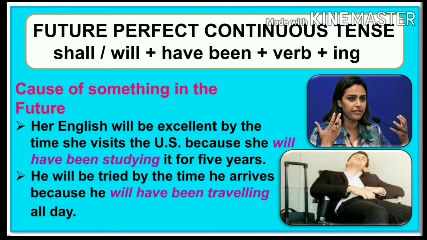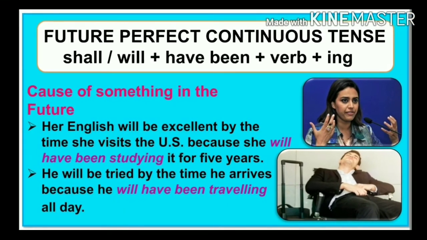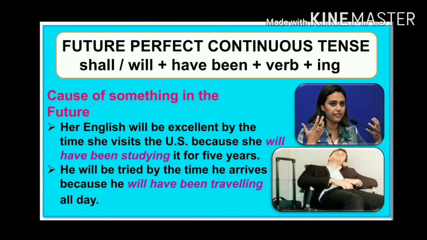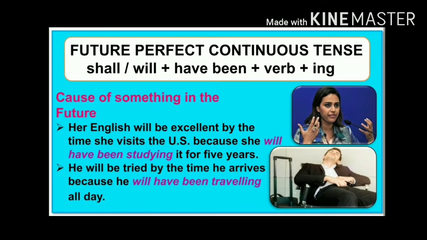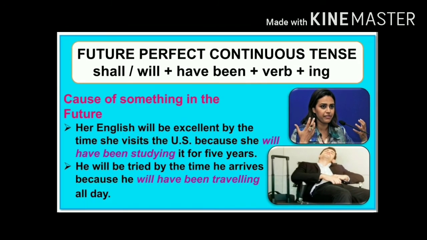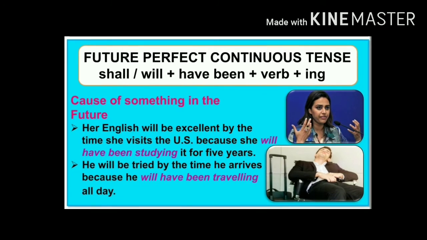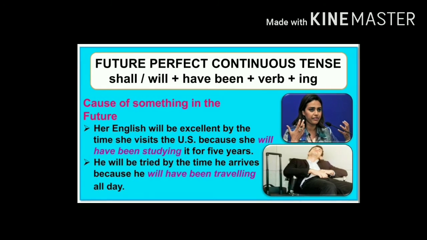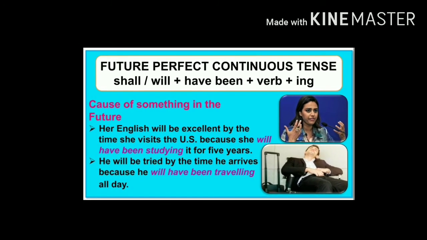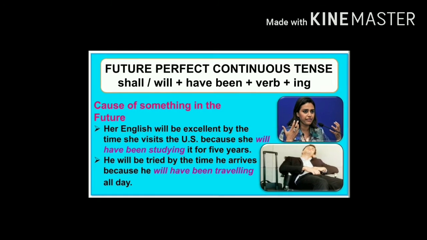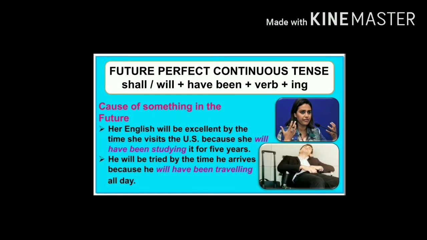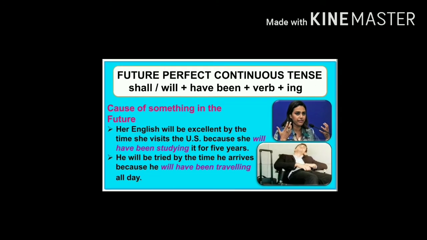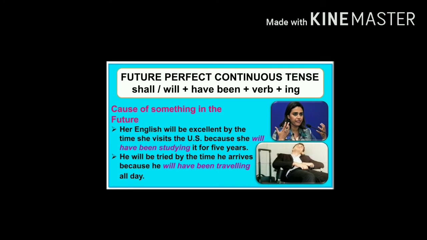The last one is future perfect continuous tense. The future perfect continuous, also sometimes called the future perfect progressive, is a verb tense that describes actions that will continue up until a point in the future. The future perfect continuous consists of will or shall plus have been plus verb plus ing. We can use future perfect continuous to indicate the cause of something in the future, duration before something in the future. So the first one is the cause of something in the future.